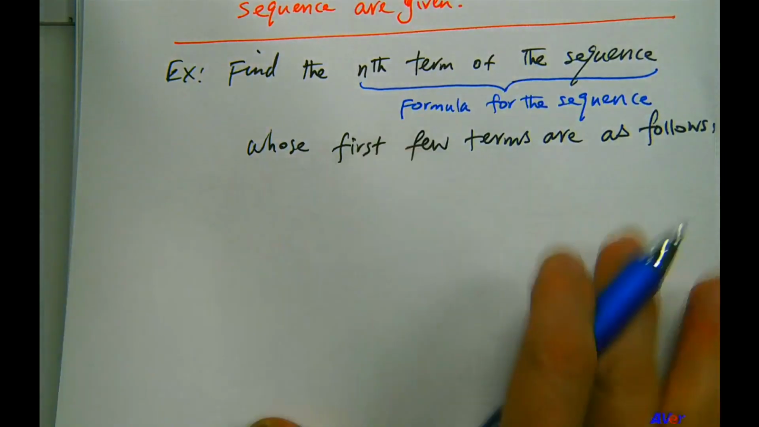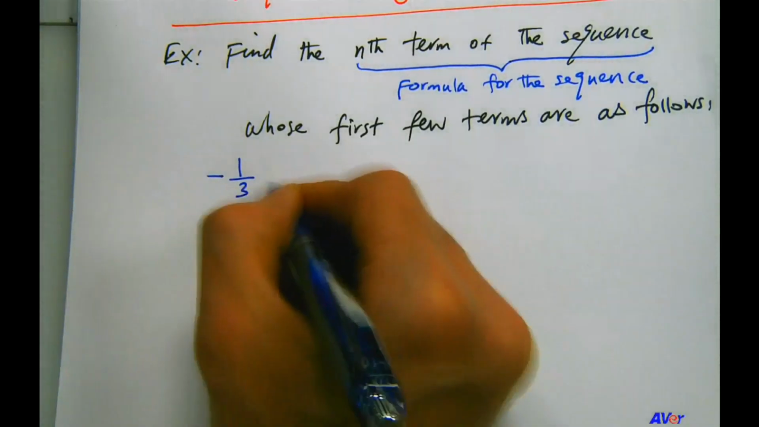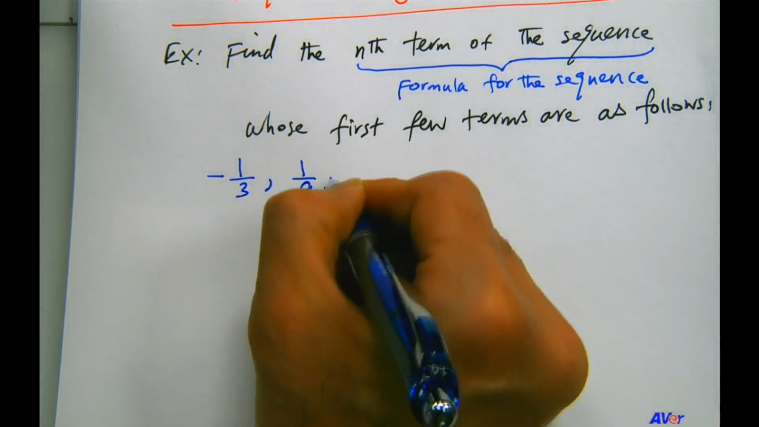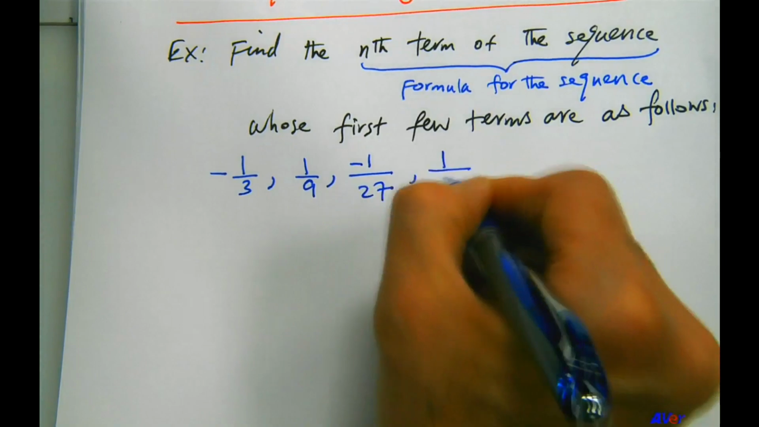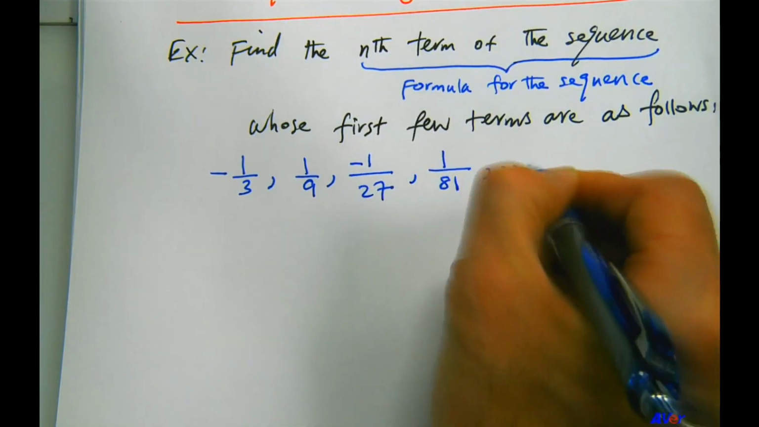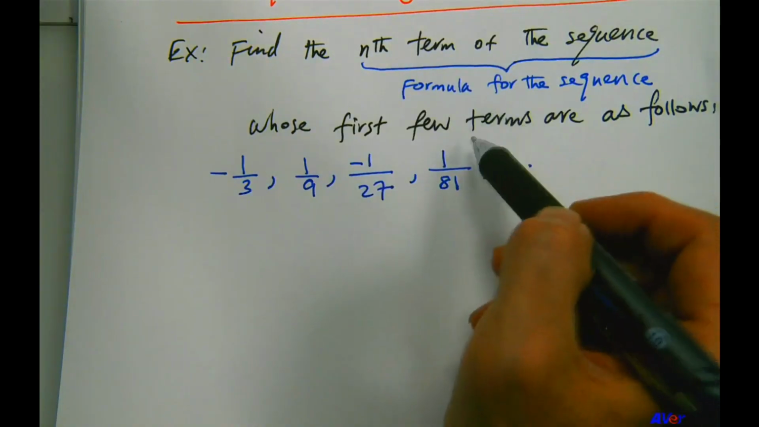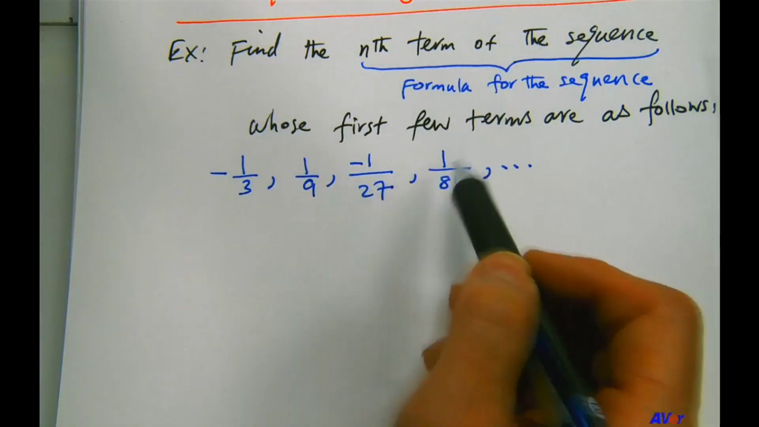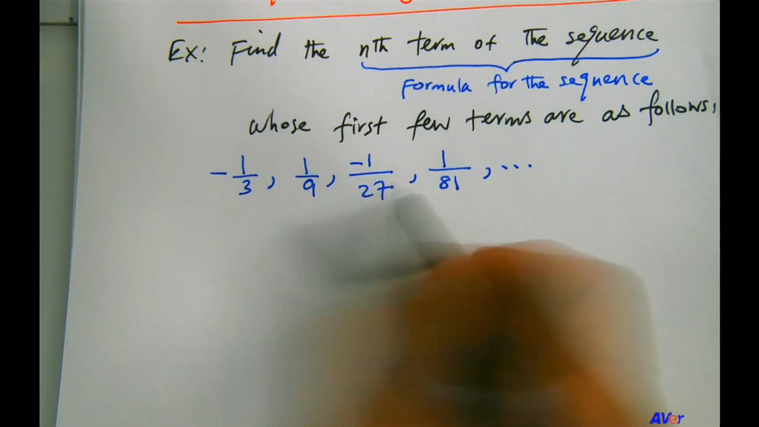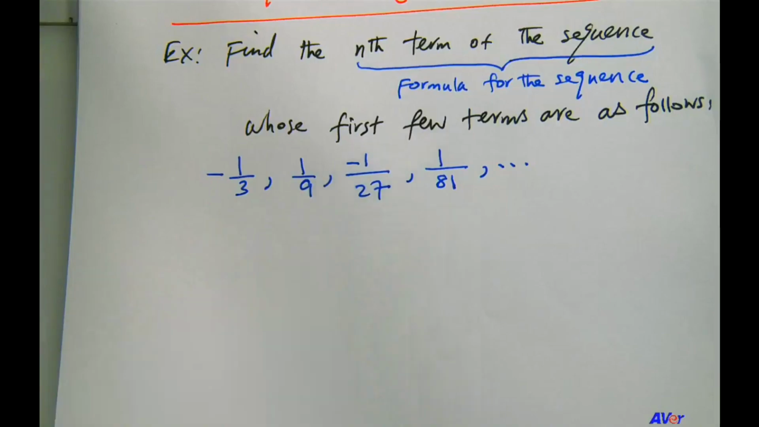Okay, so we have minus 1/3, 1/9, minus 1/27, 1/81, and so on, which means this is an infinite sequence. So when we're asked for the nth term of the sequence, we're looking for the pattern in this list of numbers, and we want to write a formula to capture that pattern so we can repeat it for any number we want within this sequence.